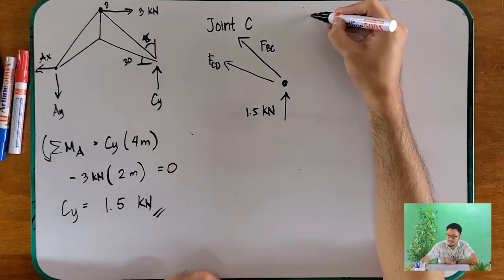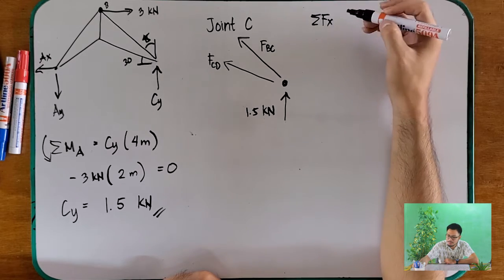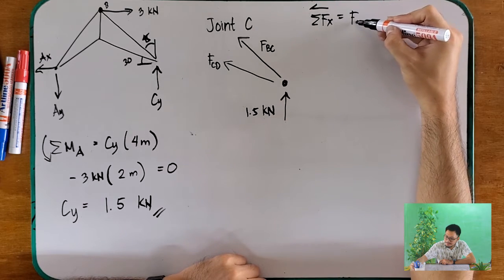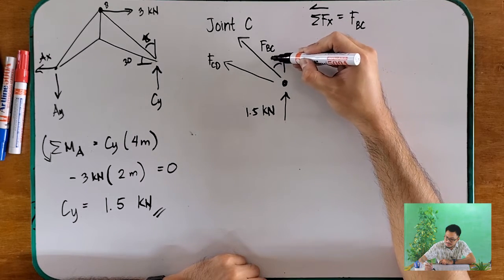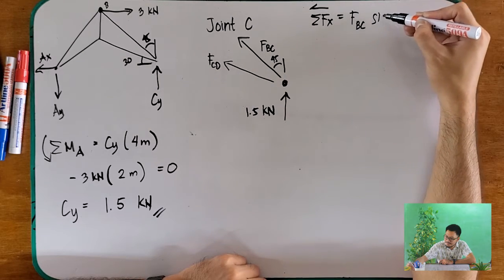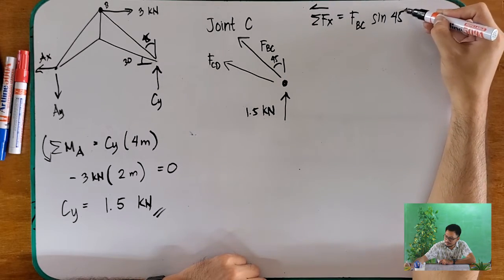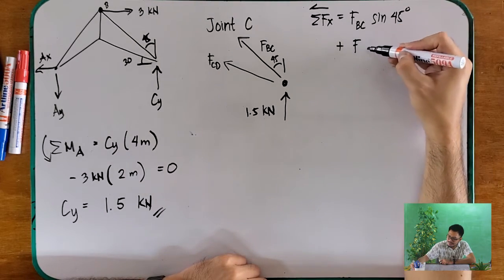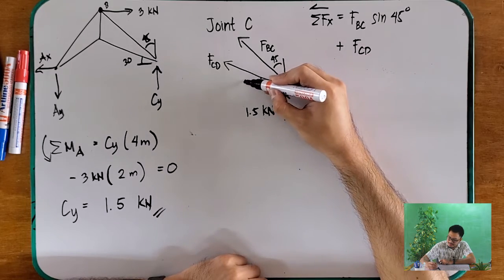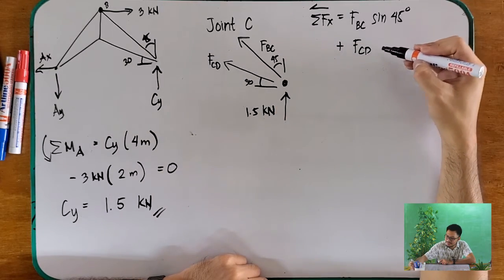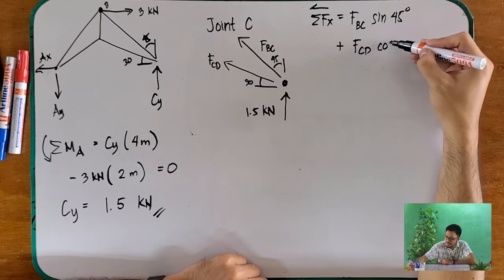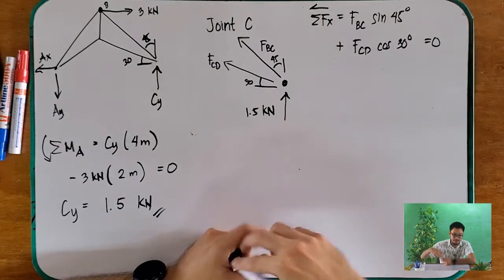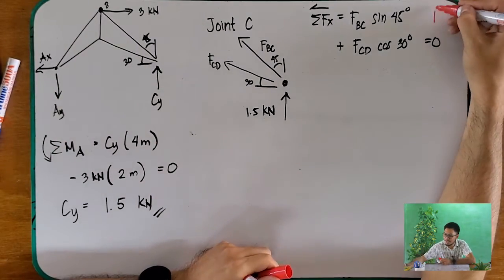So, una ta, summation of forces along the x. Going there, okay? Kuha mo sila. So, FBC, this is 45, that is sine 45 degrees. And then, plus FCD, this is 30 degrees. So, therefore, that is cosine of 30 degrees is equal to 0. So, this is your equation number 1.